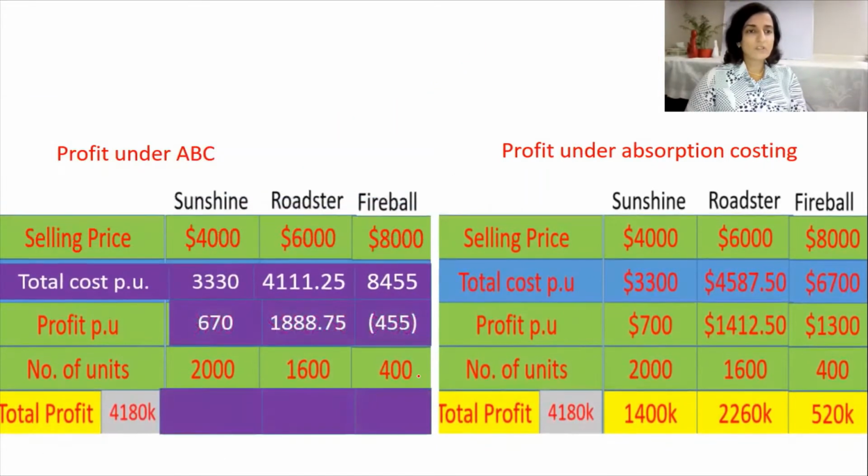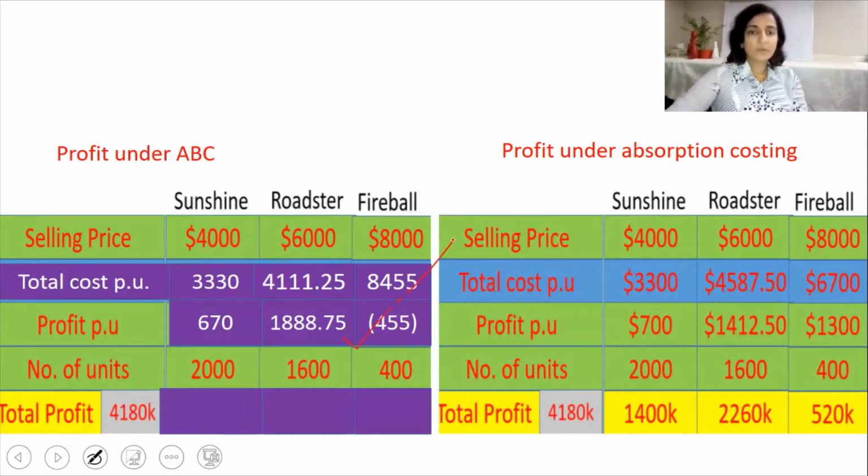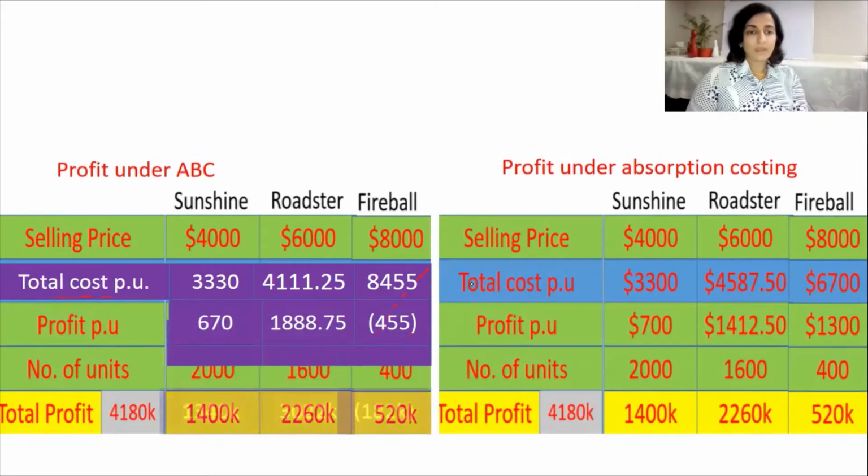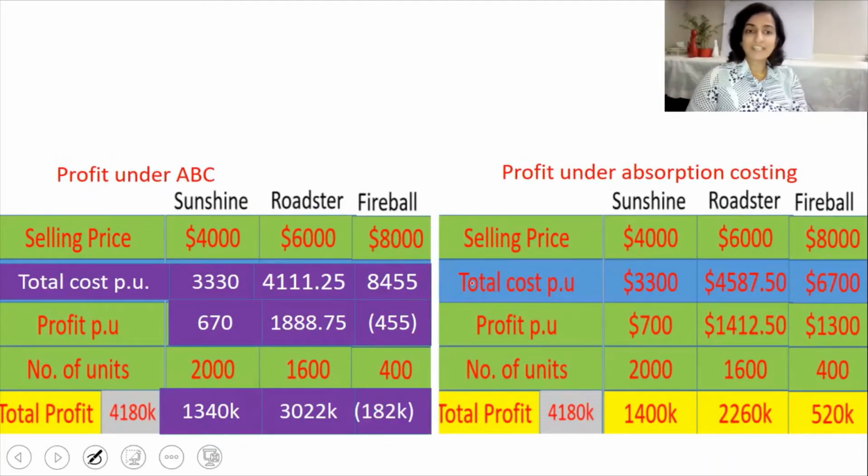Okay, so the total cost per unit has been substituted and the profit per unit has also changed accordingly. Now, all that we have to do is find the total profit by multiplying the profit per unit with the respective number of units. So it is this row multiplied by this row. Let's see the total profit that comes up. Okay, so the total profit has been reworked.